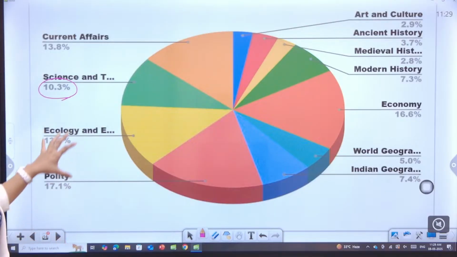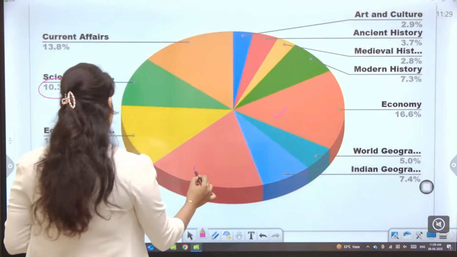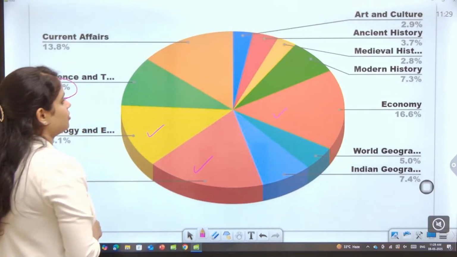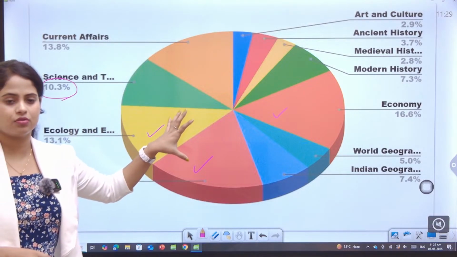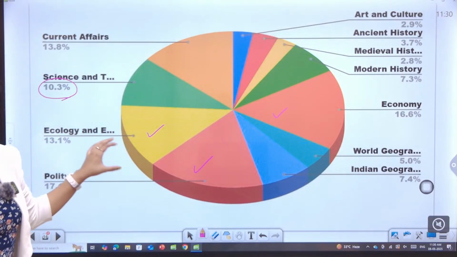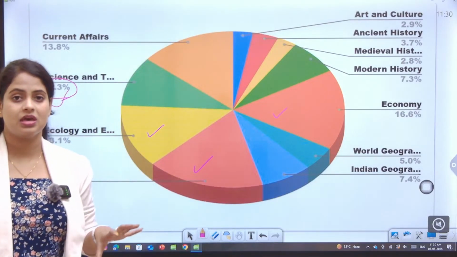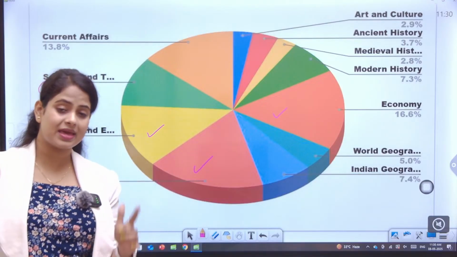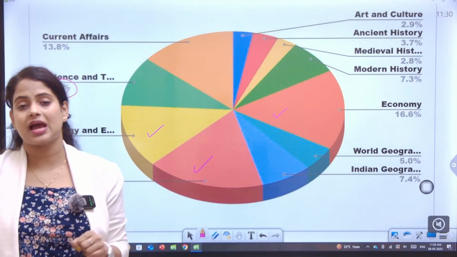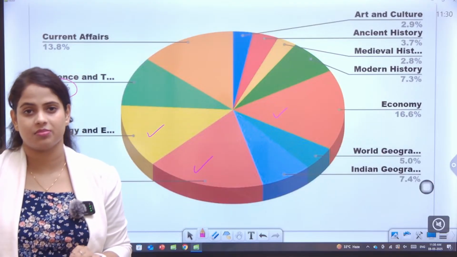So from the above, topics like economy and polity, ecology and environment, and current affairs have a vital role. But you cannot ignore that science and tech also has a weightage in prelims, as well as 3 to 4 questions every year in the mains examination. That means at least 40 to 45 marks have been asked in the examination.